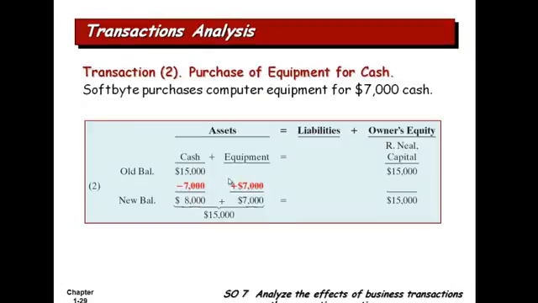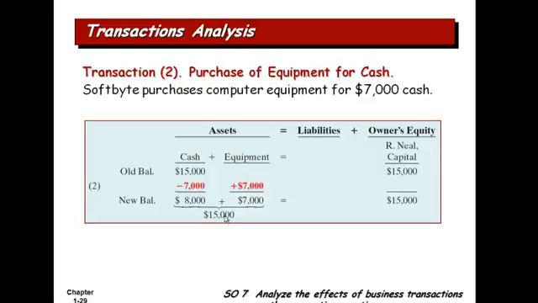Transaction number 2, as we can see, here's the old balance of transaction number 1. SoftBite purchases computer equipment for $7,000 cash. So we use cash, but we gain equipment. So this only affects the left side of the accounting equation. So we subtract $7,000 of cash, but we add $7,000 worth of equipment.